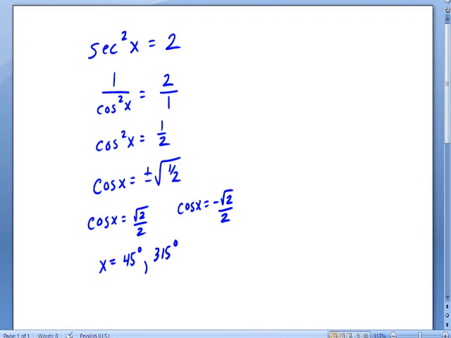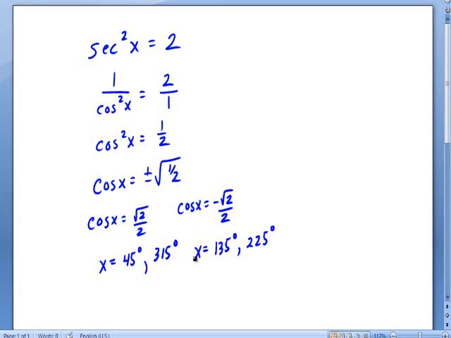Where does the cosine of x equal the negative square root of 2 over 2? Those are actually going to be in quadrants 2 and 3, and so in this case, x will equal 135 degrees, and in the third quadrant, x would equal 225 degrees.